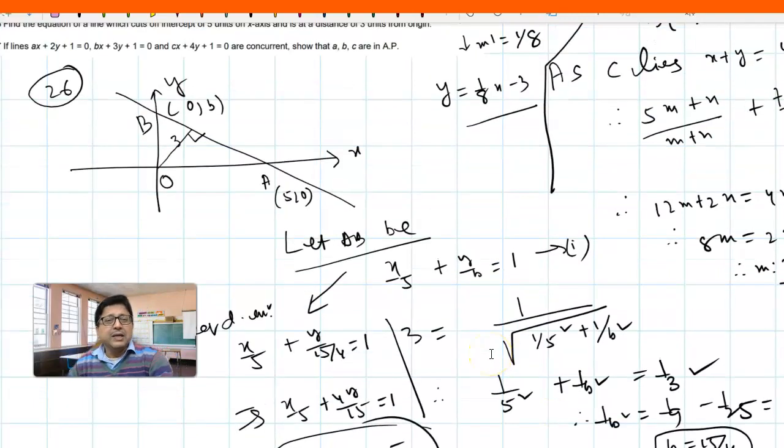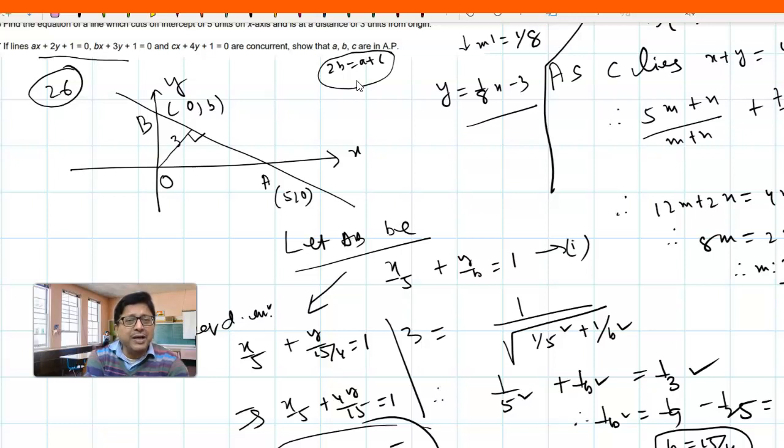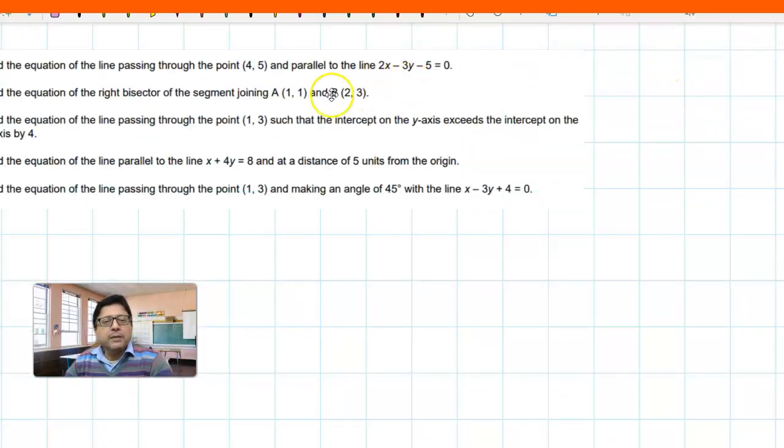Alright. Now the next one, if the lines are concurrent, prove that they are in AP. Concurrency sum, already one sum is done. You find the point of intersection of these two lines and put it in the third line. Then they will be concurrent. From there you will get the condition to be equal to a plus c. You need to prove it to be equal to a plus c. Use the condition of concurrency first. Solve these two lines, and those points of x and y you substitute there. Then the equation will come out. The concept of sum number 28 I already explained when I was doing the theory portion.